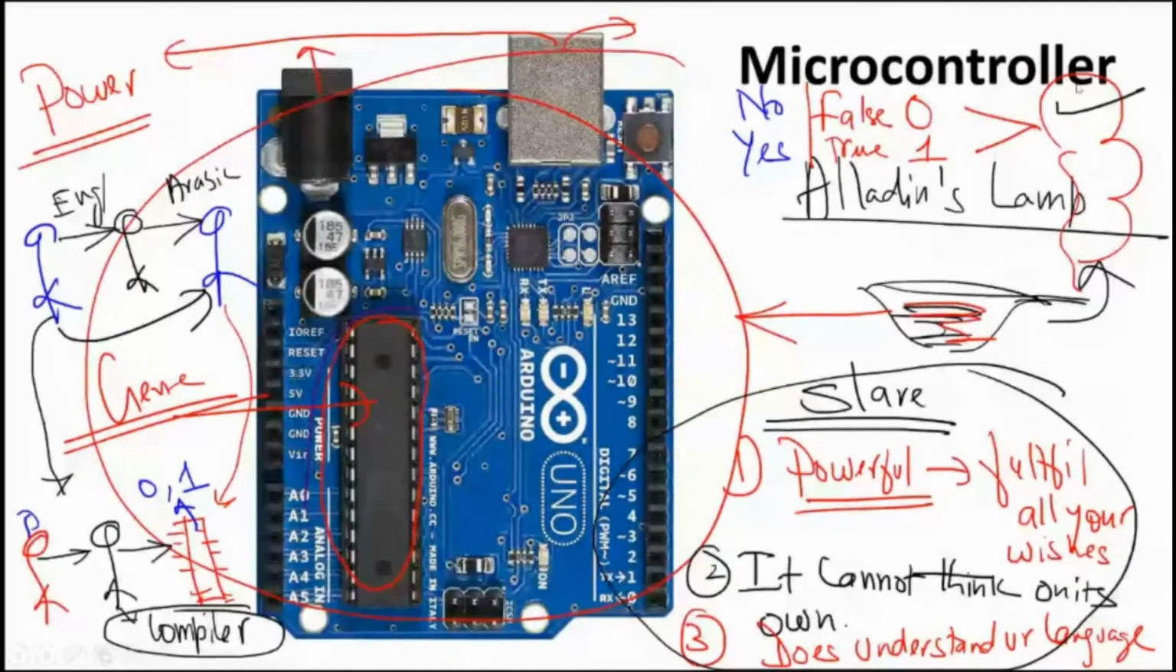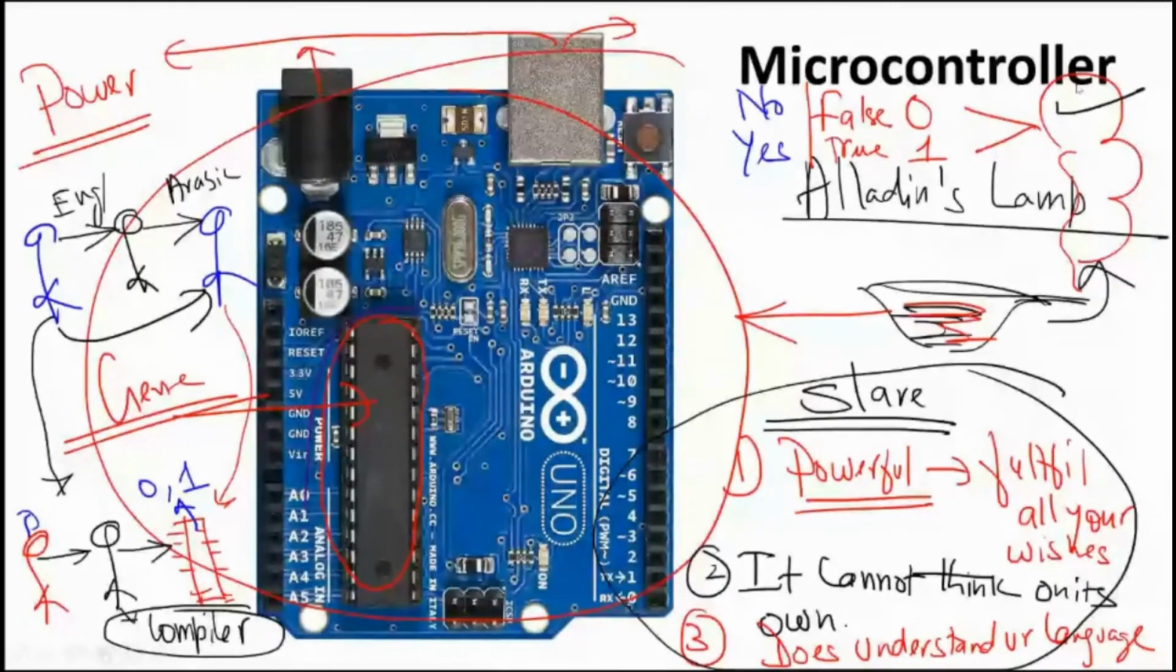Such a middleman is called a compiler. The compiler is a software which takes the input in the form of the code that you develop, most likely in a programming language, and then converts that into a format of zeros and ones that the genie can understand.